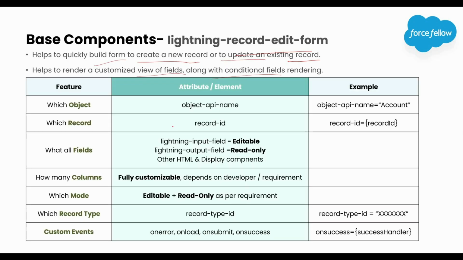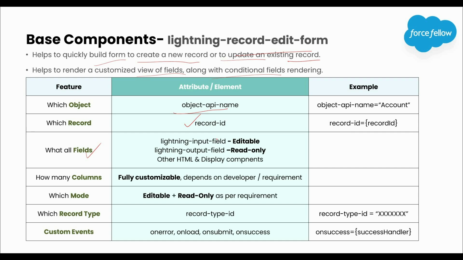Now let's go through this table as well. So we can use the object API name attribute to define which object's record you want to create or edit, and the record ID attribute is optional. If you want to edit an existing record, then you can pass that particular record ID, or to create a new record, you can remove it, or you can pass a blank value inside it. And here also, we do not have any attribute to define fields. In record edit form, the fields HTML we have to write manually according to our needs.